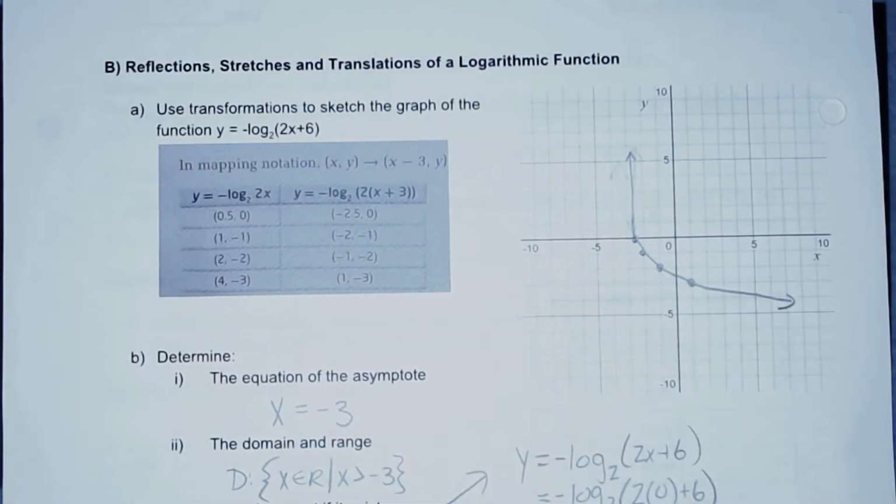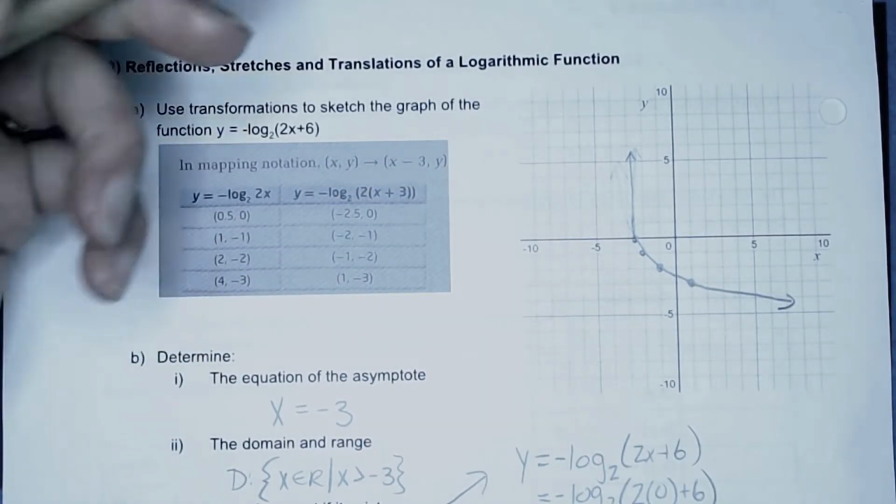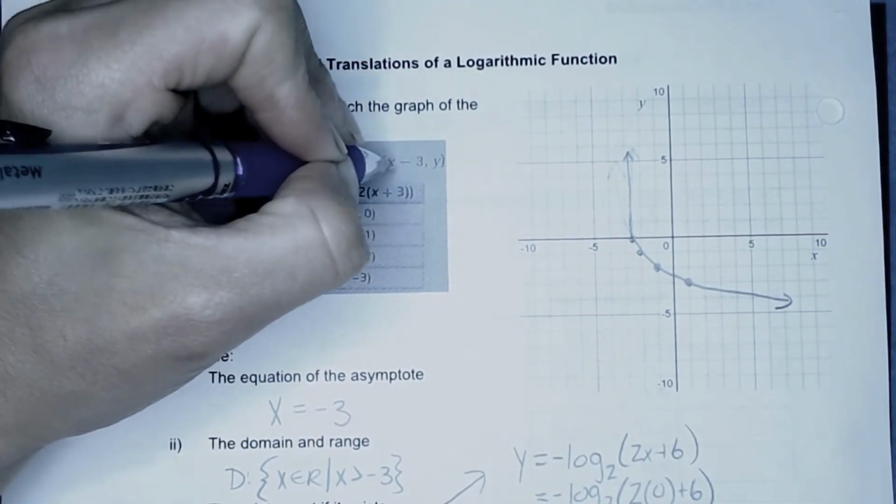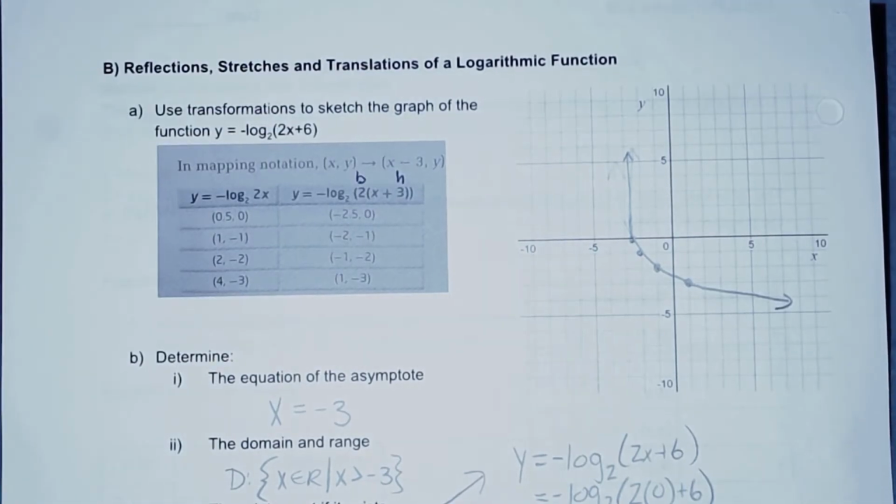In the next part, B, reflections, stretches, and translations of log functions. We now have a horizontal stretch as well as a horizontal shift. So you have your mapping points, x, y, and of course, based on this logarithmic function, our b value is here, and our h value is here.